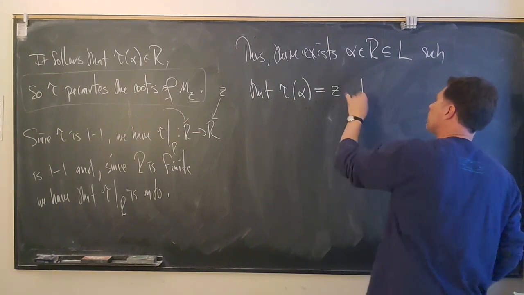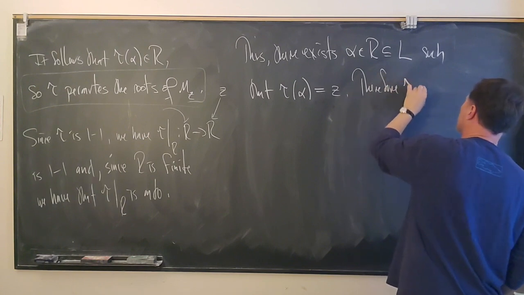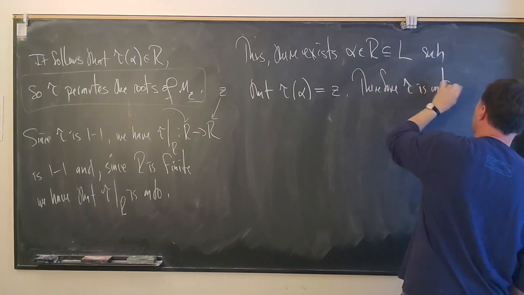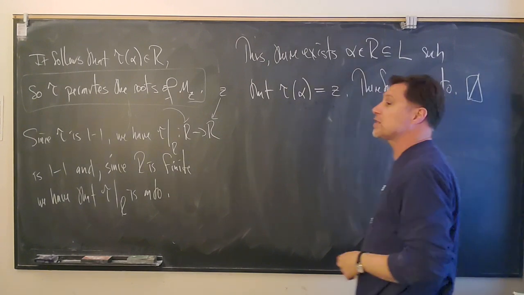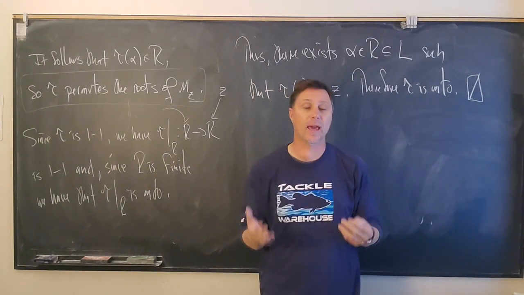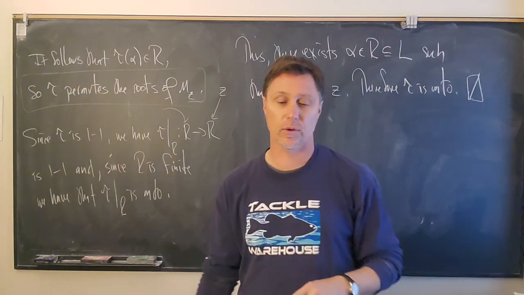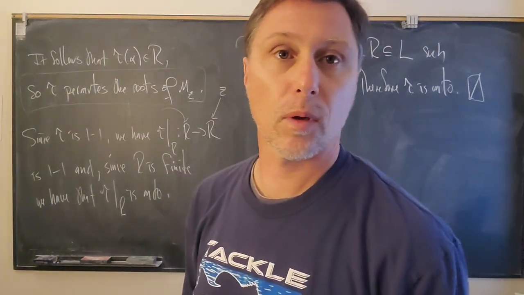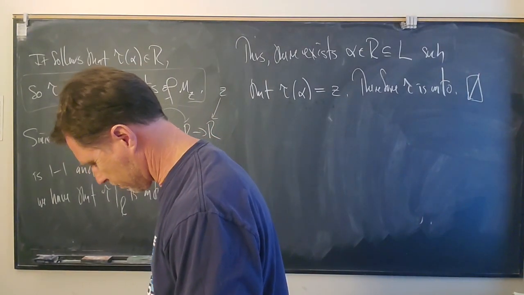Therefore, tau is onto. And that's what we needed to complete the proof. Now what we have is if you have a monomorphism that fixes k, then it has to be an automorphism. So you get the 1-to-1-ness for free. That's the end of this chapter.